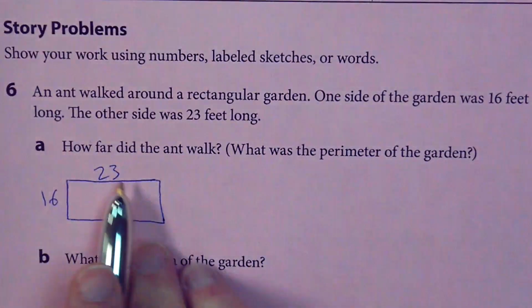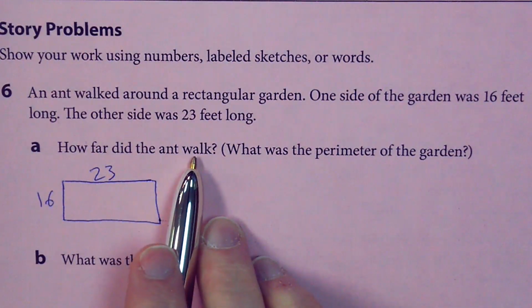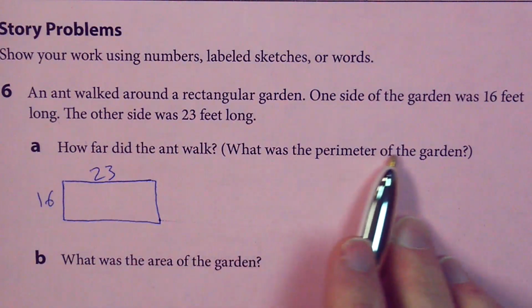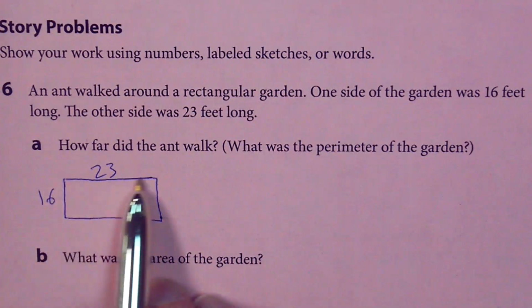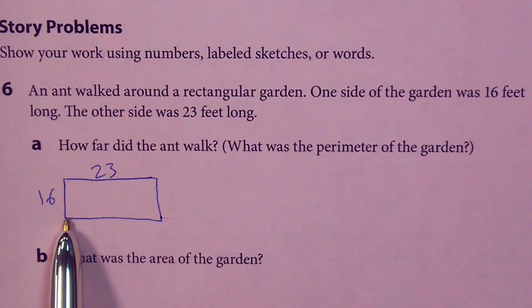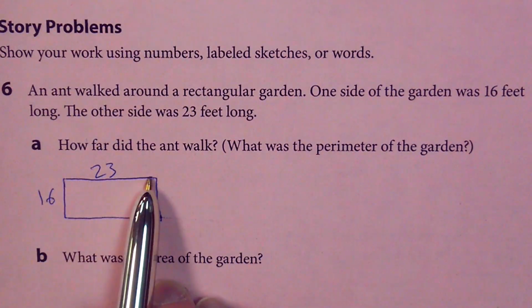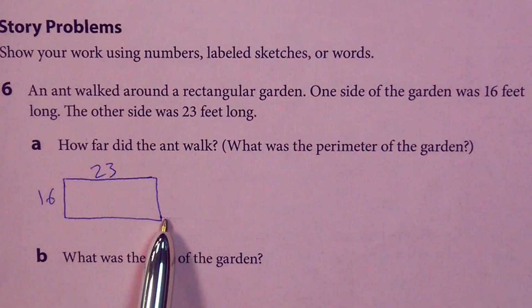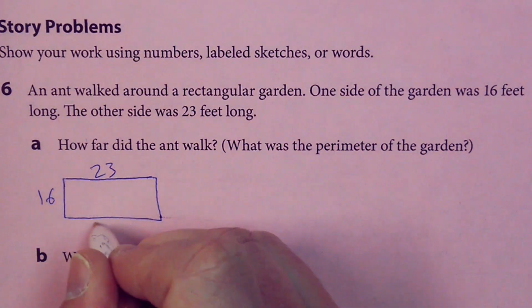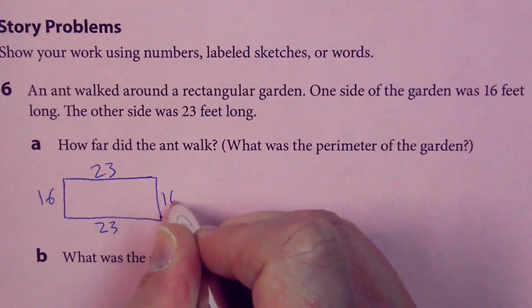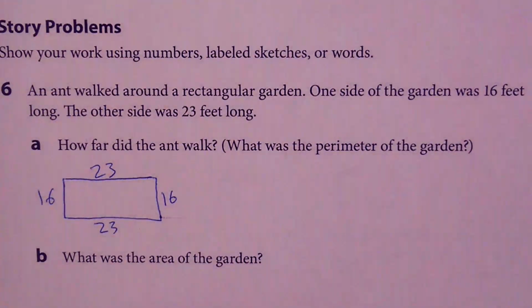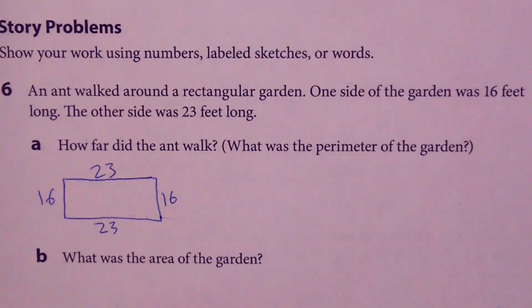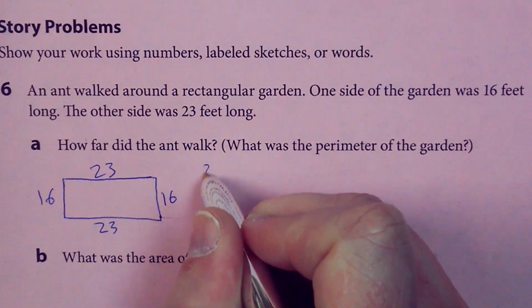Okay. It says, how far did the ant walk? In other words, what was the perimeter of the garden? So if the ant walked all the way around, how far did it walk? Well, it walked 16, 23, 16, 23, right? Because we know the opposite sides have to be the same if we're talking about rectangles, okay? So, how far? You could add it all up.